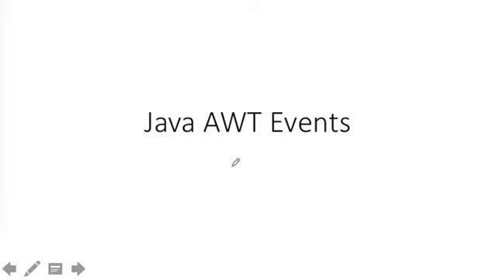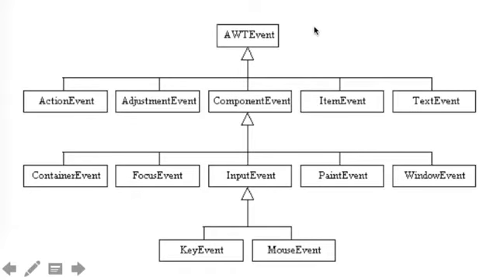Hi, in this video let us see different events available in Java AWT. Here is the hierarchy of classes. On the top is AWT event. From there, these are the events: action event, adjustment event, component event, item event or text event. And we also have a key event, mouse event, window event. We'll see some of these events.